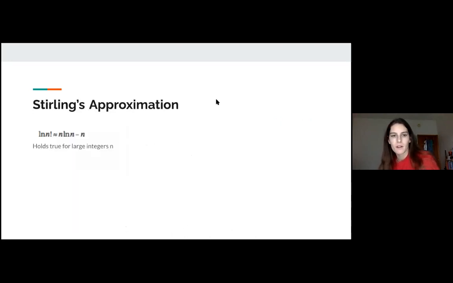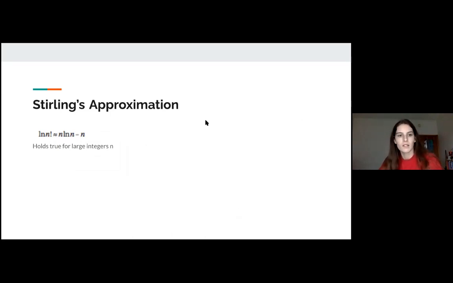Okay, and now we're going to talk a little bit about Stirling's approximation because it's going to be useful for the rest of the presentation. Basically, it's just that ln of n factorial is approximately n ln n minus n. And this holds true for just large integers. So make sure that you're only using it if you're actually using large integers of n.